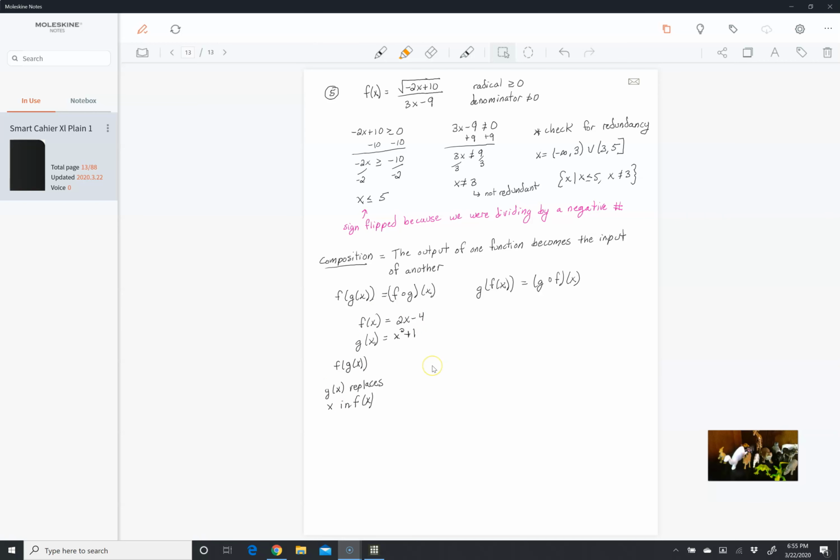No multiplication, okay? It looks like multiplication, but it's not. This is saying our input of f, now g of x, is saying every time that you see an x in f, it's now going to be g of x. So there was an x, so we're replacing it with x squared plus 1. And then we have minus 4.